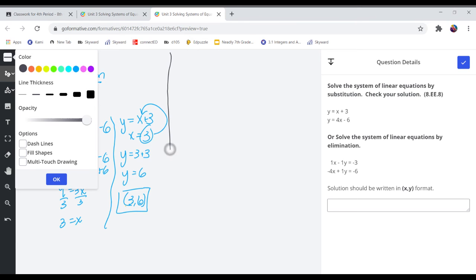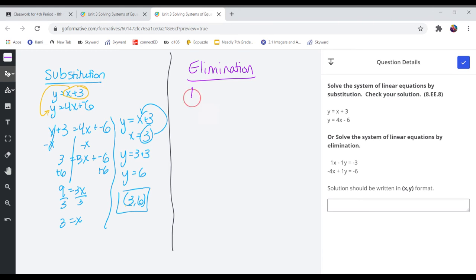All right. I am going to show the elimination method to the right. So 1x minus 1y equals -3. Negative 4x plus 1y equals -6. If you notice, there's subtraction in the first equation, so I'm going to add and make it into a -1y. And my y's match up. They are opposites of each other, so that means that if I add them, they will become 0.